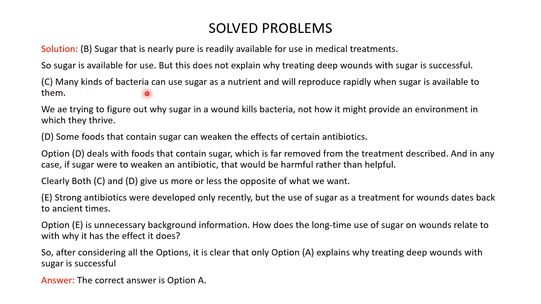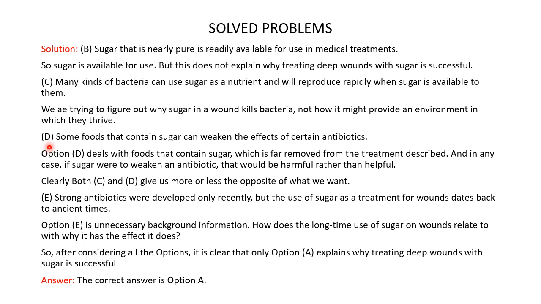Option C says many kinds of bacteria can use sugar as a nutrient and will reproduce rapidly when sugar is available to them. Now we are trying to figure out why sugar in a wound kills bacteria, not how it might provide an environment in which they thrive. So option C is not the correct option.